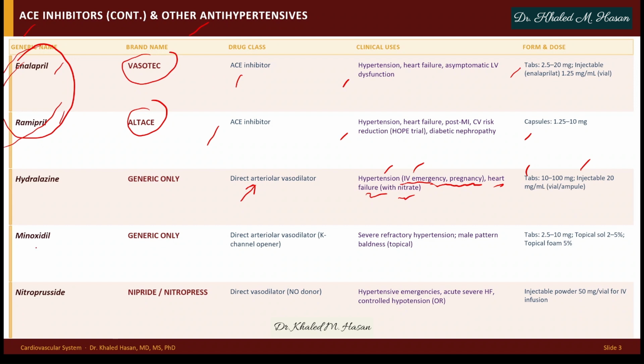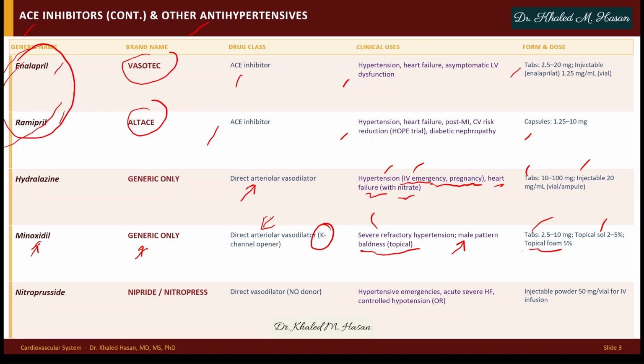Moving to minoxidil, available as generic only. We don't have a brand name. Minoxidil is considered a direct arterial vasodilator. It opens potassium channels, causing hyperpolarization. We use minoxidil for severe refractory hypertension. We also have a minoxidil shampoo we use for male pattern baldness, applied topically on the skin. Minoxidil is available as a tablet, or as a topical solution or foam 5%.